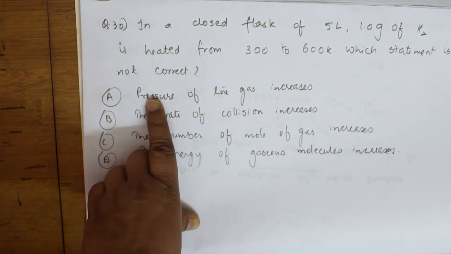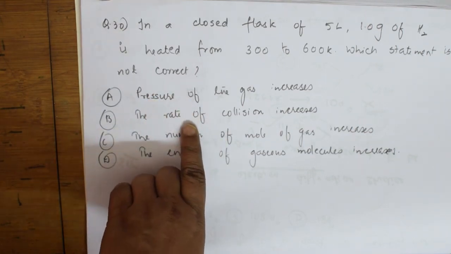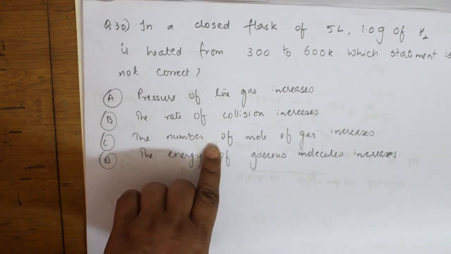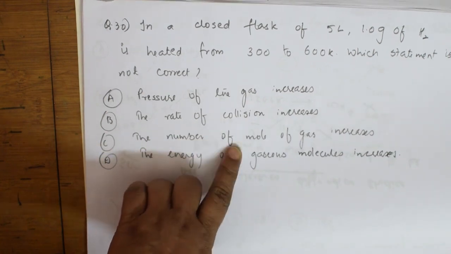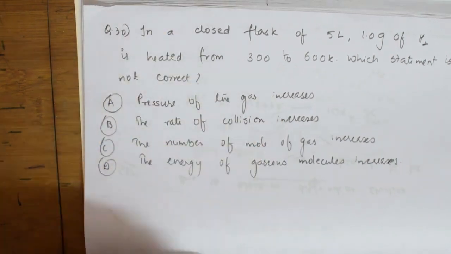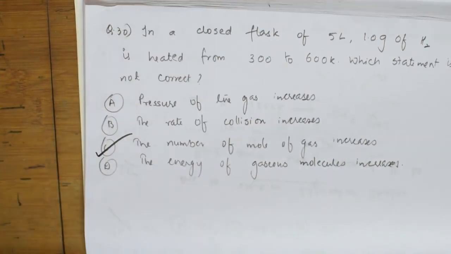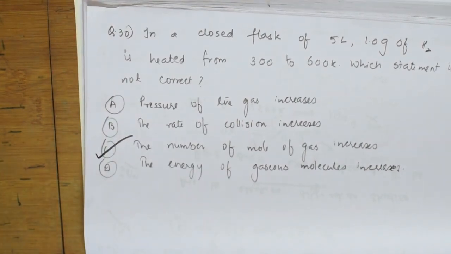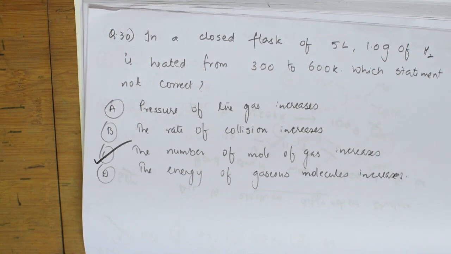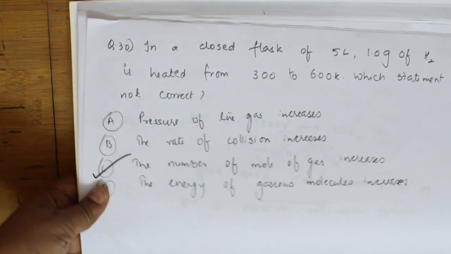See here, the pressure of the gas increases inside the same container. The rate of collision increases, correct. But does the number of moles of gas increase? No, isn't it? Because it is present inside the closed container. So this is the correct option: the number of moles remains the same. Right. Let's come back and see the next question.